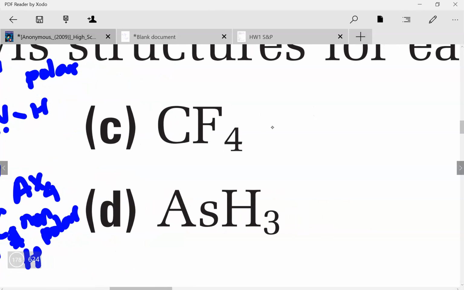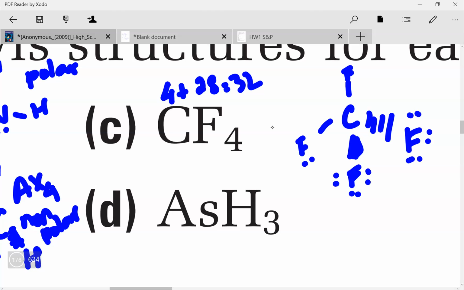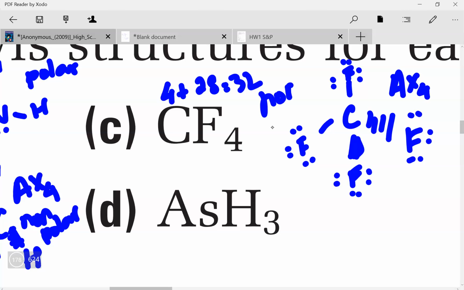CF4 is the same as before. It just has 4 plus 7 times 4 is 28, so 32 electrons. But all those electrons are essentially lone pairs around a fluorine and will not affect the carbon in any way. That's 32 electrons. This is also an AX4. This will also be nonpolar due to its shape.